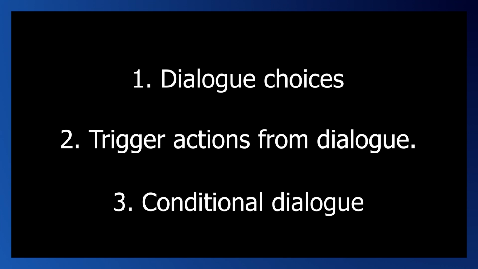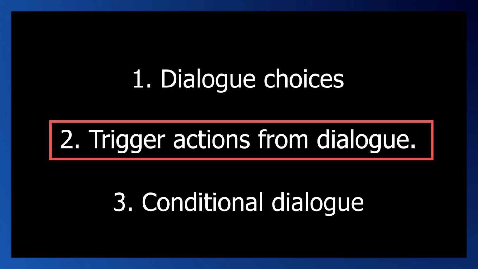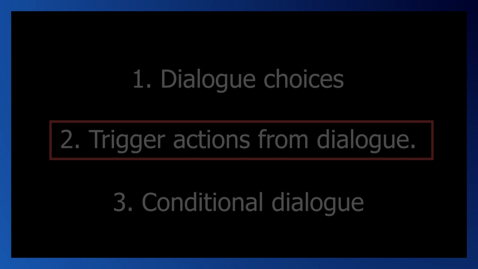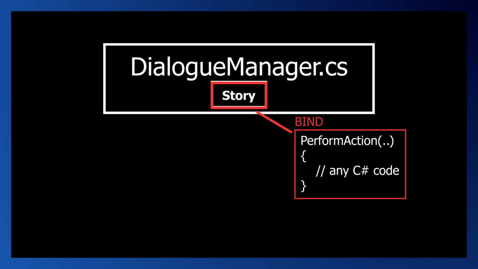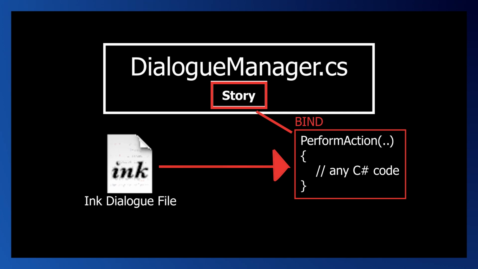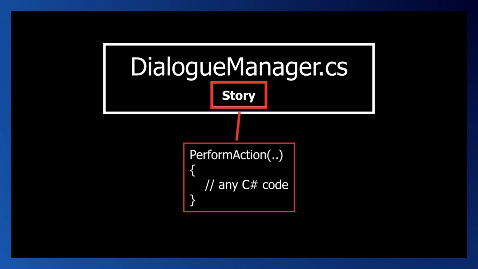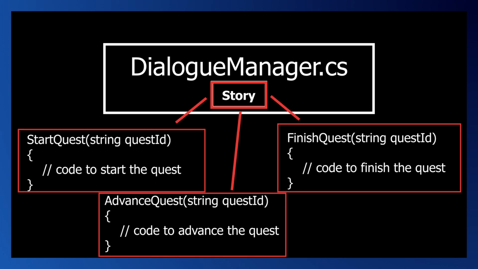And that pretty much covers the foundation of this dialogue system and how choices are going to work, but our next requirement is that we want to be able to trigger things within our game directly from the dialogue. This actually ends up being pretty easy since we're using Ink. All we have to do is bind a C# function to the Ink story, and then we can call that C# function directly from the Ink dialogue file. And with that, our bound C# function can do whatever we want it to in the game, which for this video we'll be using this technique to start, advance, and finish quests, and we'll get more into the specific implementation of that later on in this video.